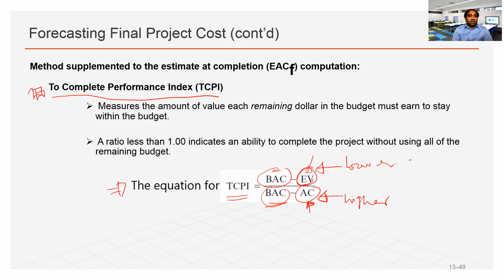So a ratio of less than 1 indicates an ability to complete the project without using all of the remaining budget. So if TCPI is less than 1, that's actually a good indication. It's actually a good sign that the project may not need all of the remaining amount of budget to complete the remaining amount of work. TCPI.